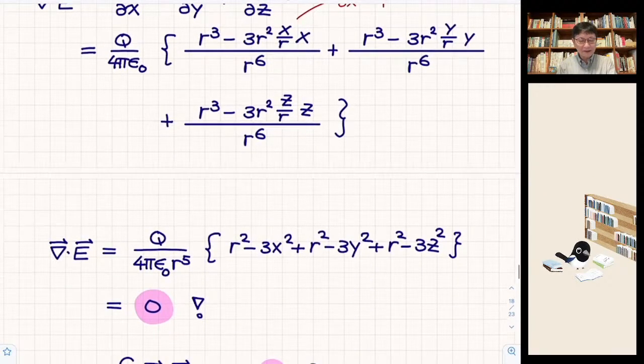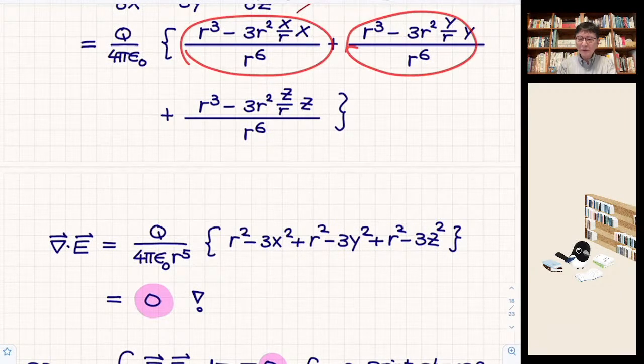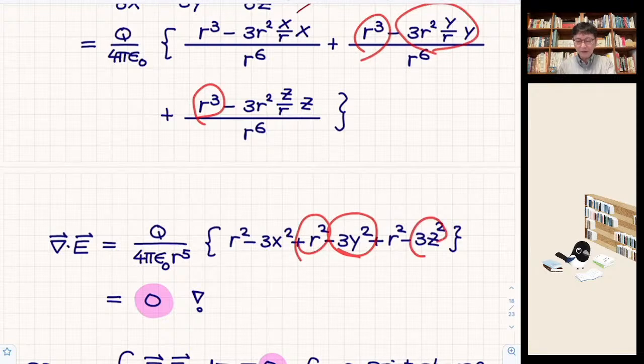Is that really right? See, you've got two terms here, two terms here, two terms here. And these annoying minus signs are due to taking the partial derivatives. If you pull out the r to the 5 and then this r squared, and because here you have an extra r, you can cancel it out. That's why you pull out the r to the 5. So this term is just 3x squared, and this is r squared, and this is 3y squared, and this is r squared, and this is 3z squared.